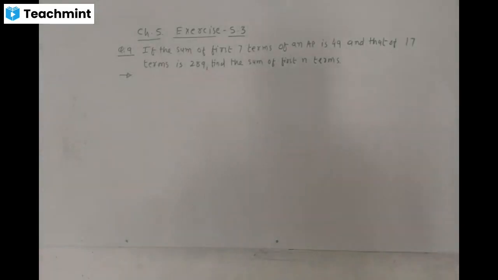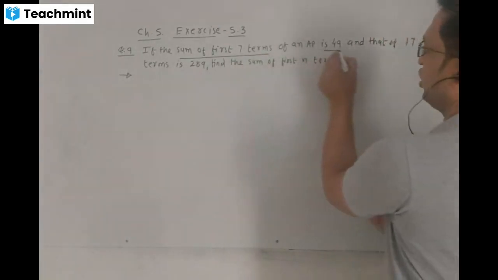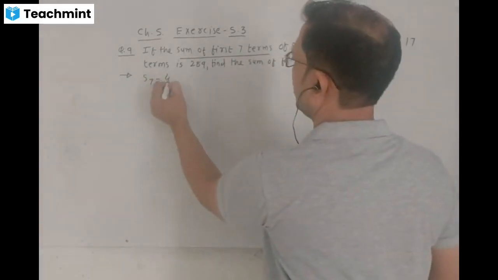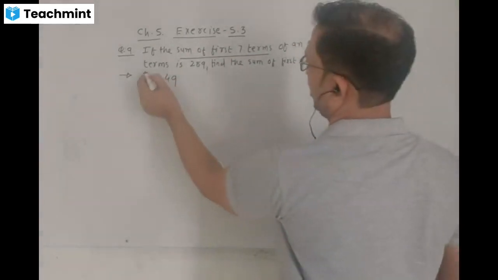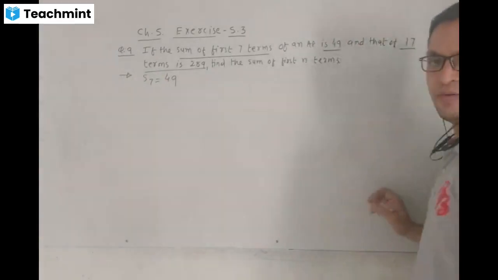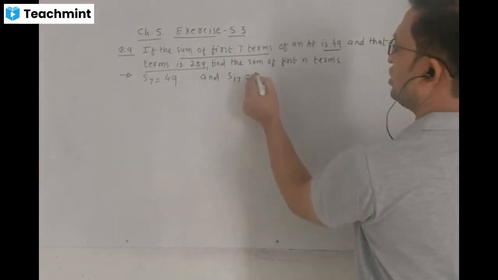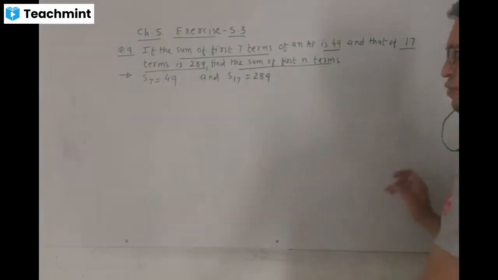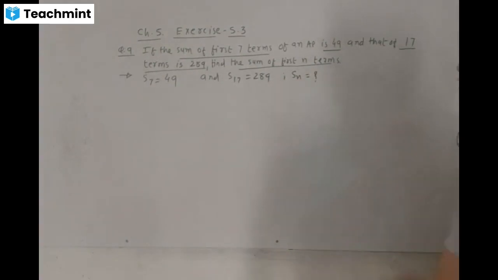How to solve? The sum of the first seven terms is 49, that means S7 is equal to 49, and the sum of the first 17 terms, S17, is equal to 289. What to find? The sum of the first n terms. Find the value of Sn is equal to question mark.